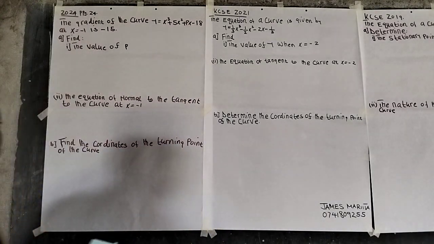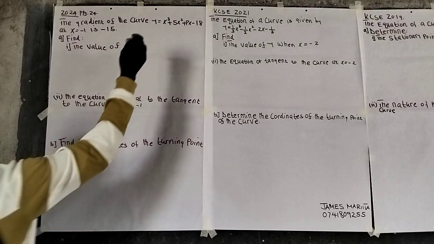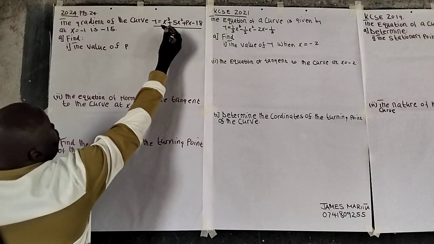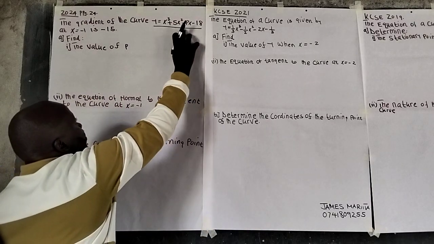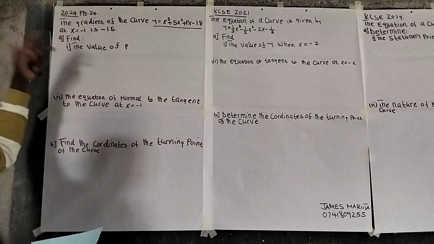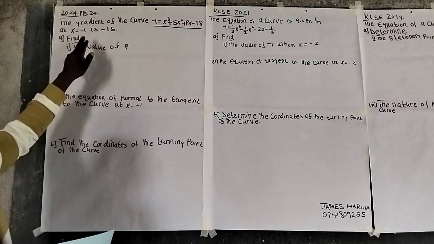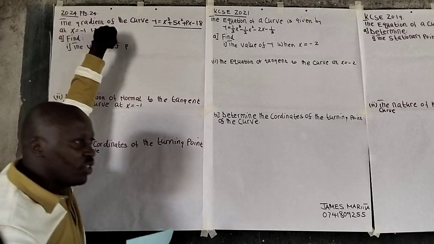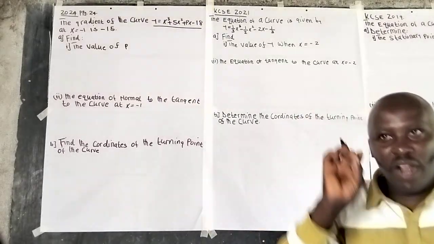In 2024 we have this question: the gradient of a curve. We have been given the gradient of a curve, y is equal to px raised to power 3 plus 5x squared plus px minus 18. We have been told that the gradient of this curve where the value of x is equivalent to -1 is 15. So we are supposed to find the value of p.